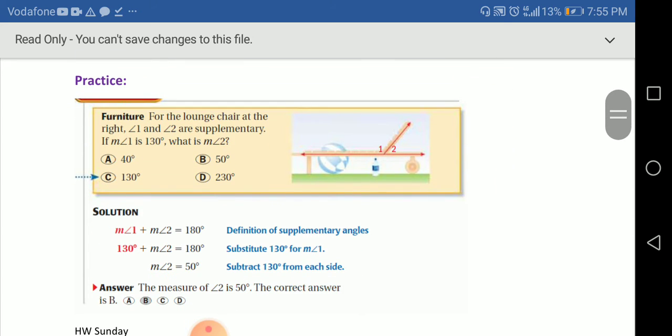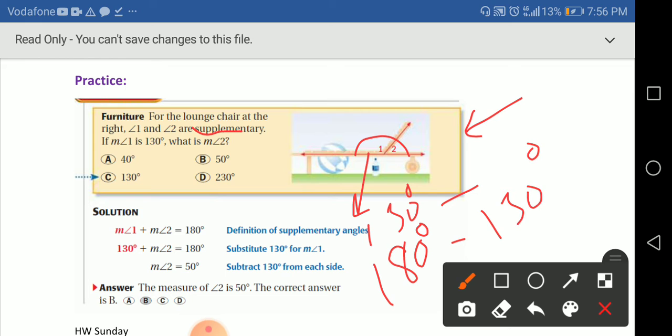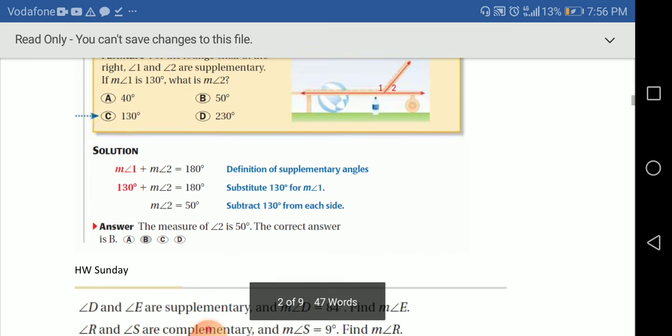Let's have some practice. For the lounge chair at the right, can you see this one? He asks you to find measure of angle 1 and measure of angle 2, and given here, angle 1 and angle 2 are supplementary. If the measure of angle 1 is 130, what about the measure of angle 2? I'll say 180 minus 130 gives me 50 degrees. Why? Because they are supplementary. Supplementary means that their sum is 180 degrees.